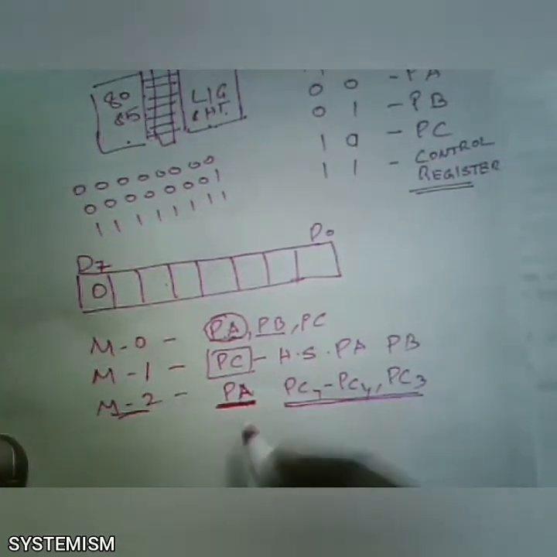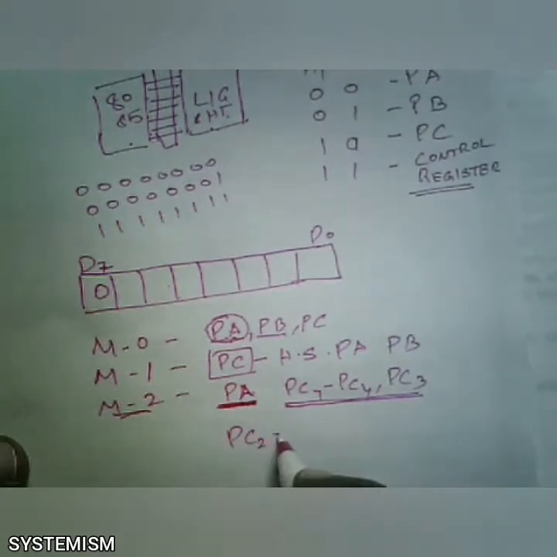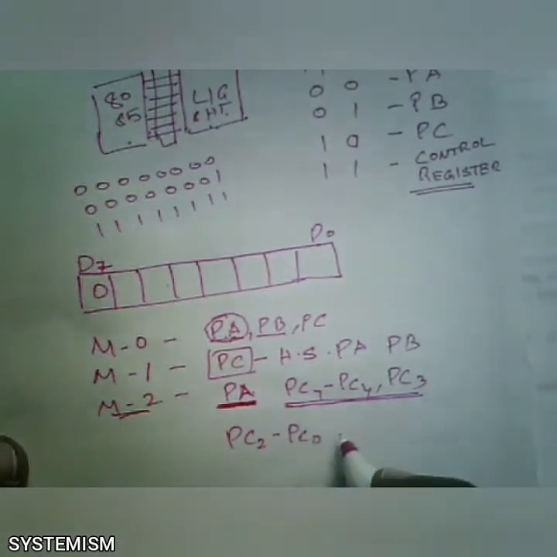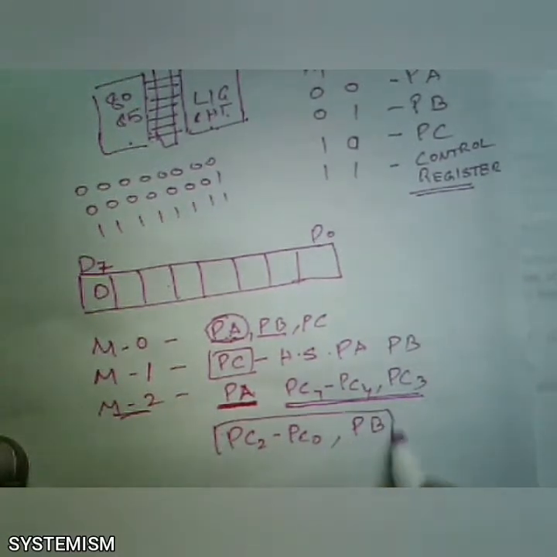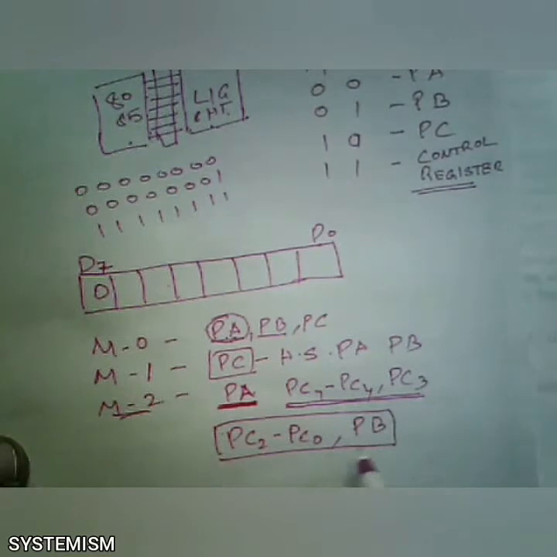Okay, so next, PC2 to PC0. Next, what is that? PB is there. PB is port B. So these will be used as normal input output ports.